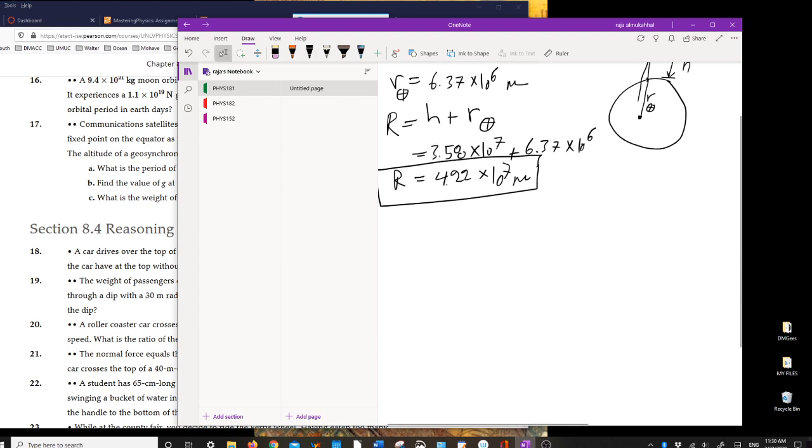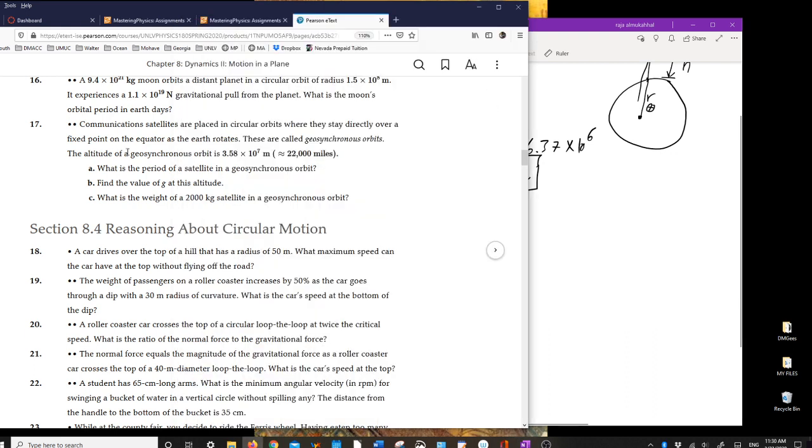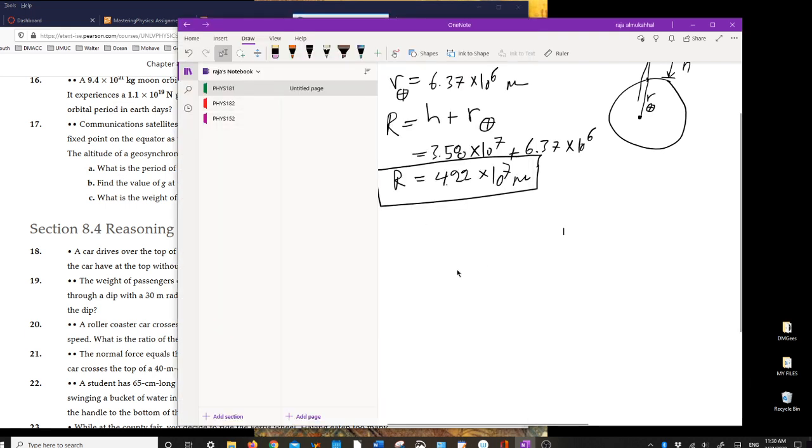Now, he said, what is the period of the satellite? So what is the period here? Well, I think I solved this problem in class, if I remember correctly. Anyway, he said, what is the period?